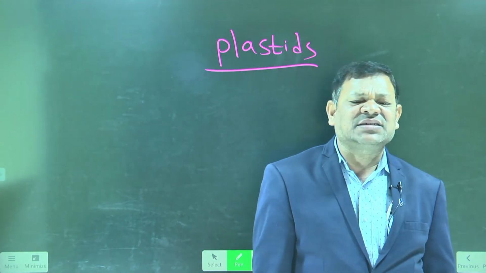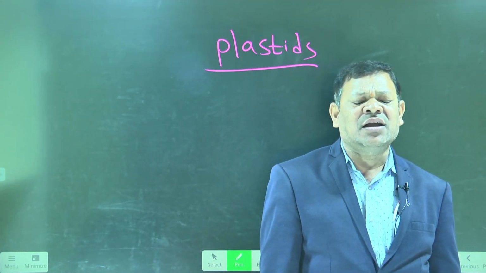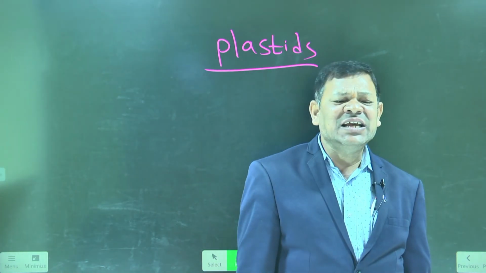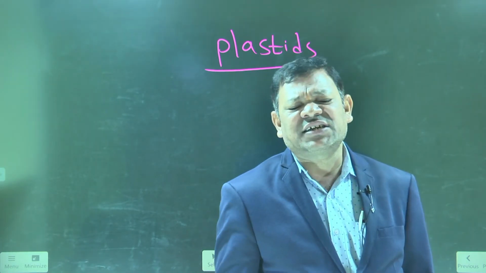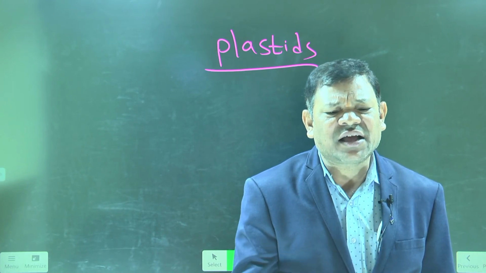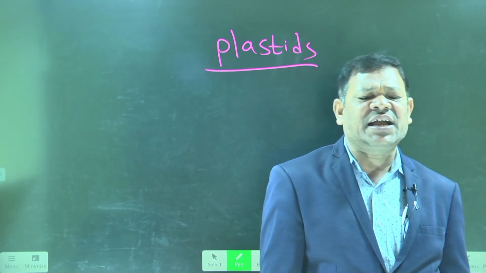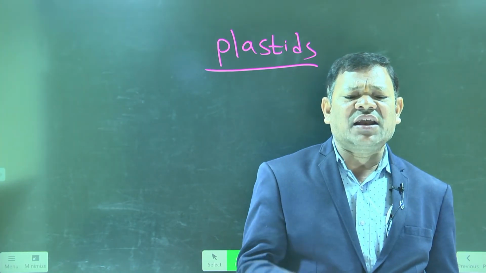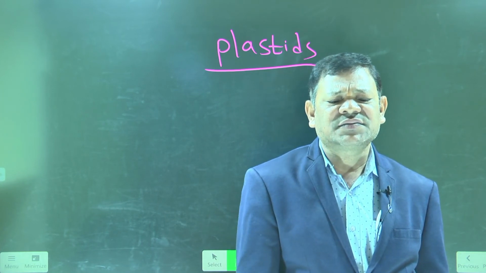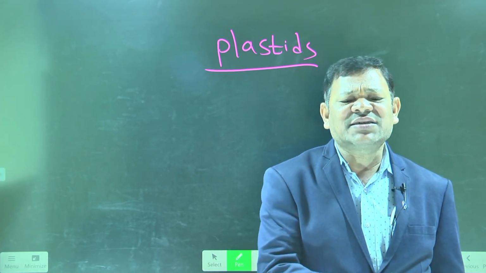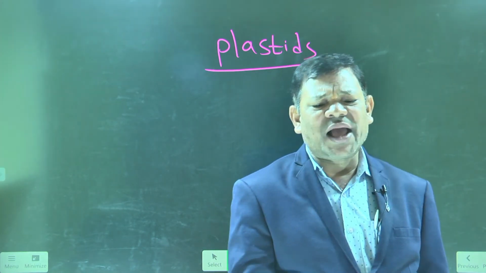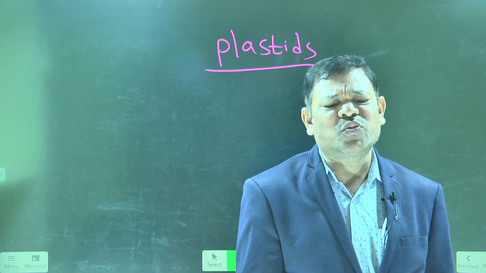And chromoplast, where is the chromoplast present? You know very well, tomatoes and chilies. Actually, when they are young, which color are they? Green in color, tomatoes and chilies. And after, when they are ripening, which color? Why? Because of the chromoplast, they can turn to that color.